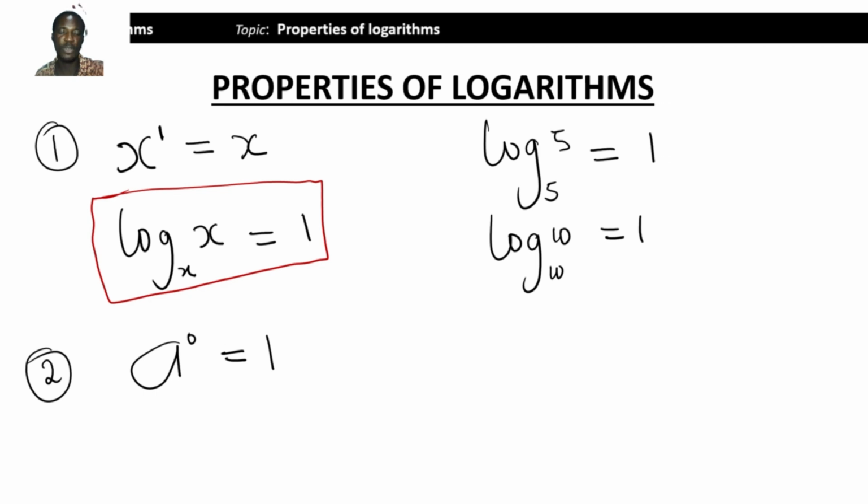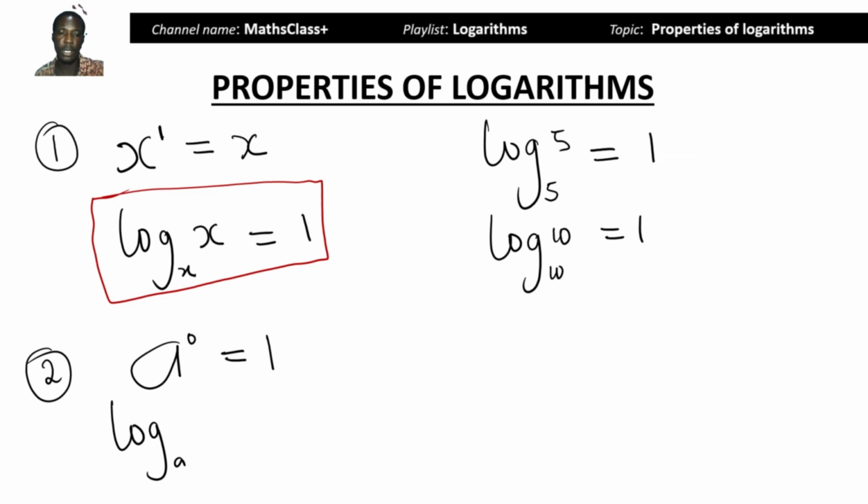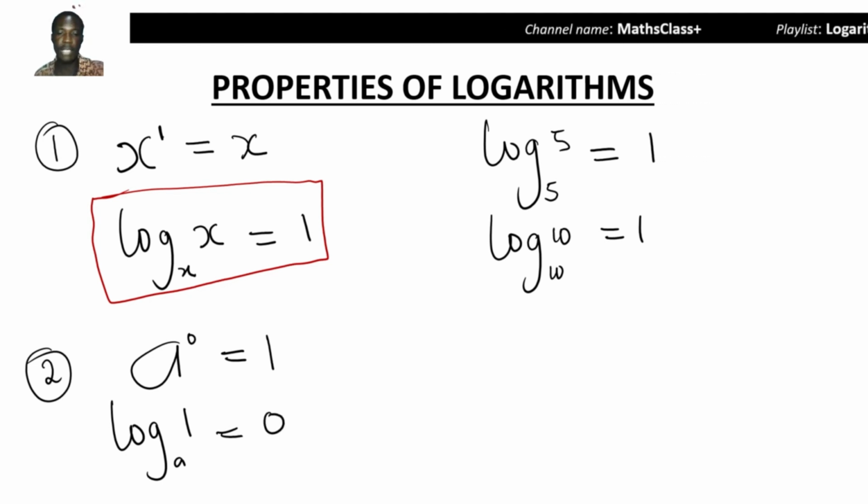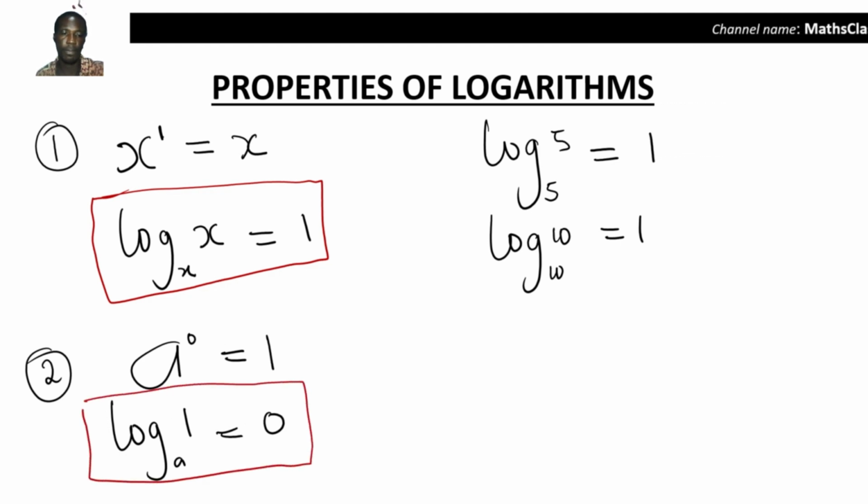Now let's change this to logarithm. Our base here is a, so log to the base a. And the exponent is 0, and the resultant value is 1. So it's log 1 to the base a, and that's equal to the exponent, which is 0. This is our second property. So log 1 to any base is 0.